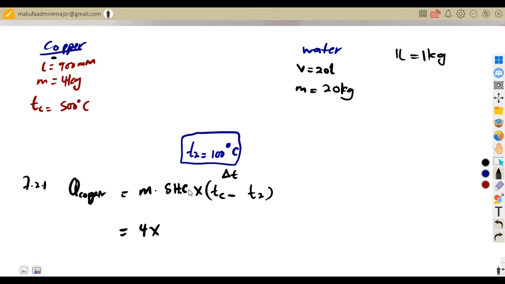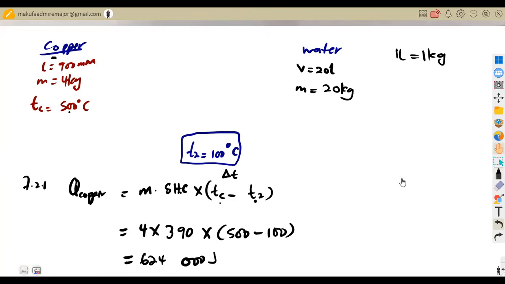The one for copper, we have this from our information sheet on the first page: 390 times T copper minus the final temperature, the temperature for copper being 500 minus 100 in this case. All right, so this is going to give us something like 624,000 measured in joules, which is something like 624 kilojoules in this case.